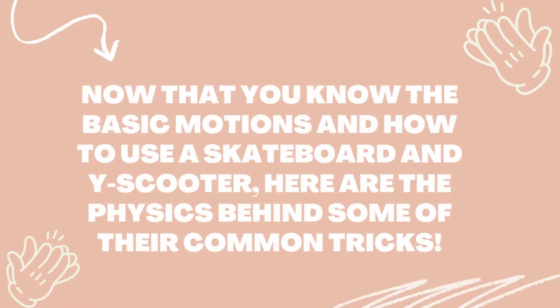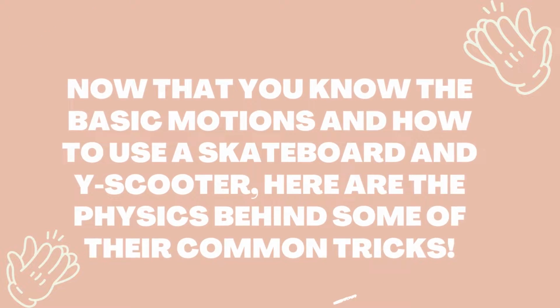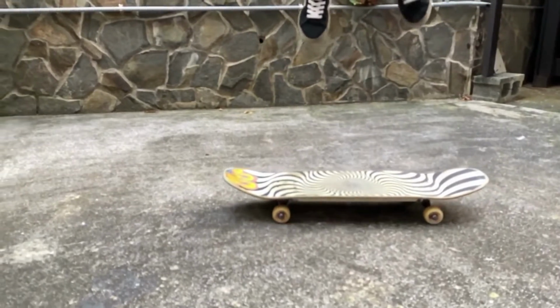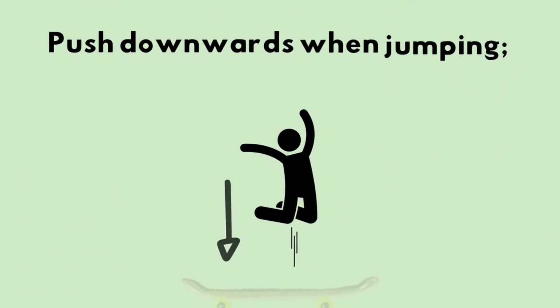Now that you know the basic motions and how to use a skateboard and Y scooter, here are some physics behind some of their common tricks. To do a hippie jump, you start on a flat horizontal surface before jumping up, but without forcing any horizontal force on the board. This allows the skateboarder to fly through the air at the same velocity as the board, so they can land back on top of it.